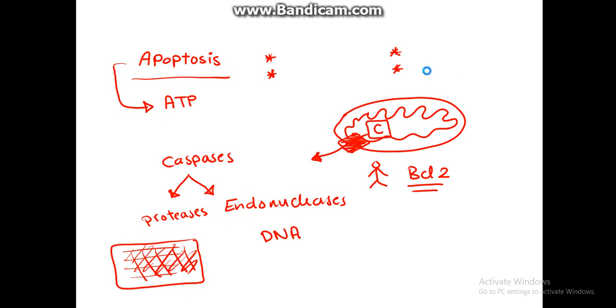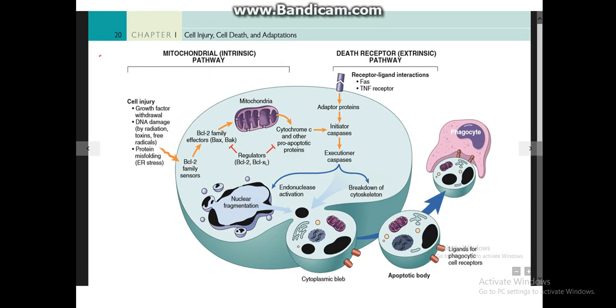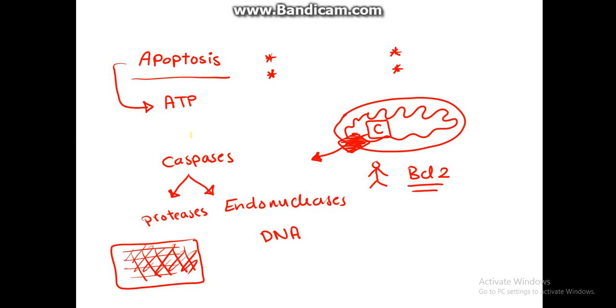Now, there are mainly three pathways by which apoptosis can occur. Now, when cells get injured, when the DNA gets damaged by radiation, or by toxins, or by free radicals, and so on, or when proteins are misfolded, or when there is a lack of a growth factor that is required to keep the cell viable, what happens upon cellular injury, and why it triggers apoptosis, is that there are sensors for the BCL2 family, and basically, there's another slide right here.